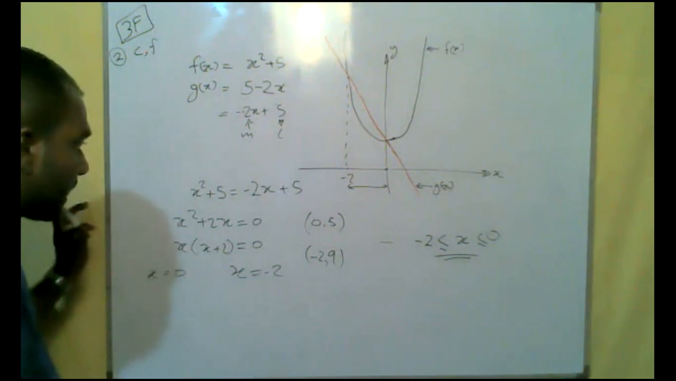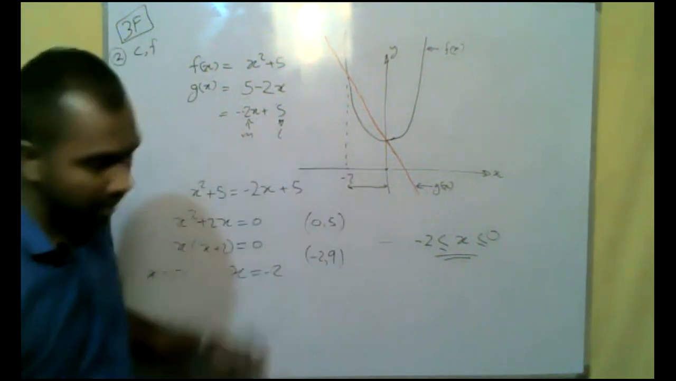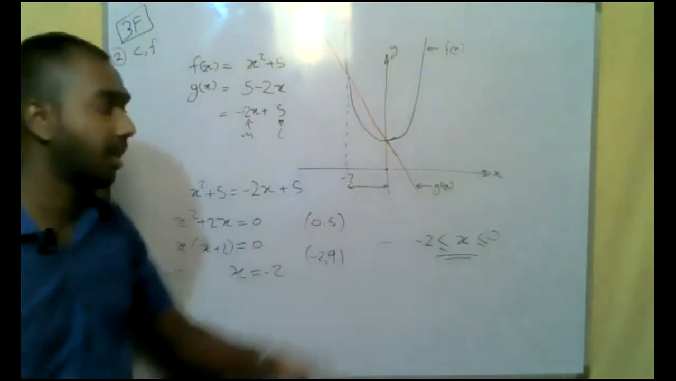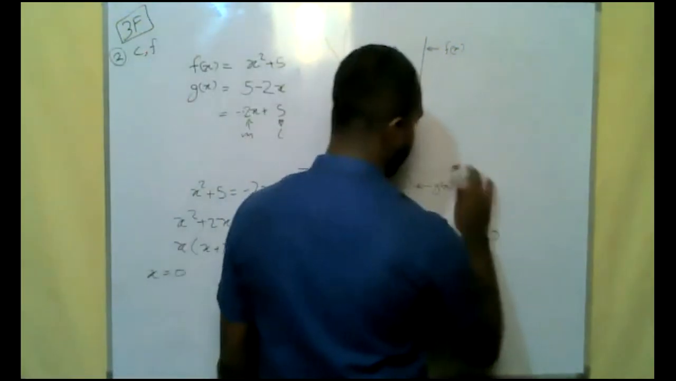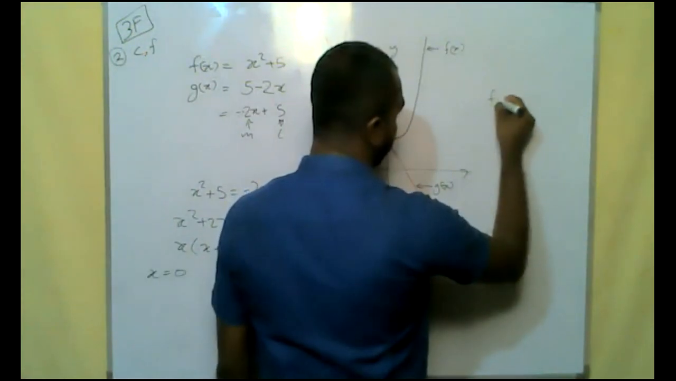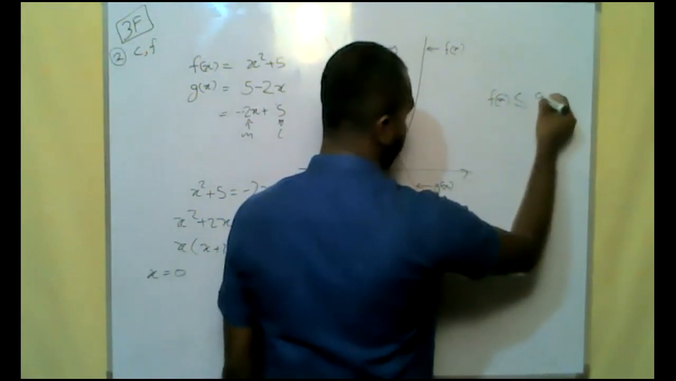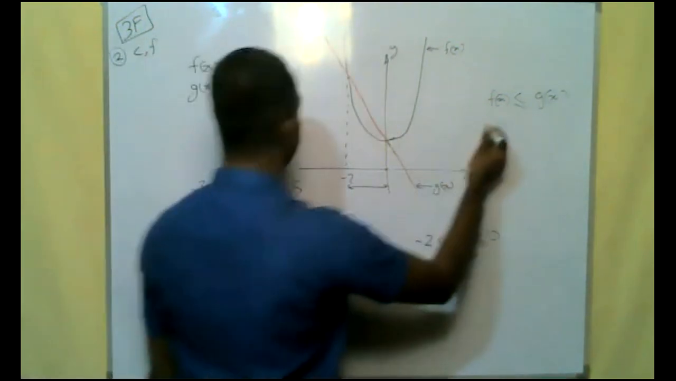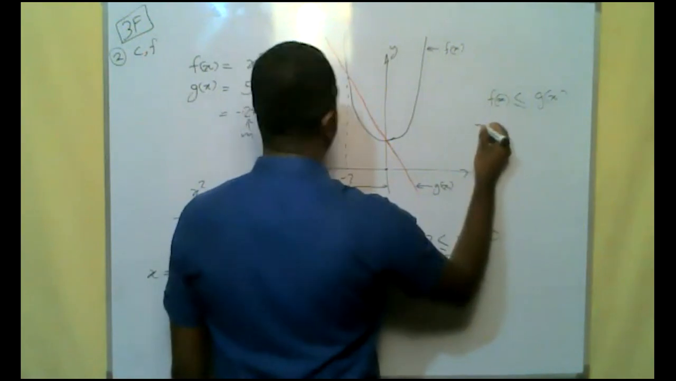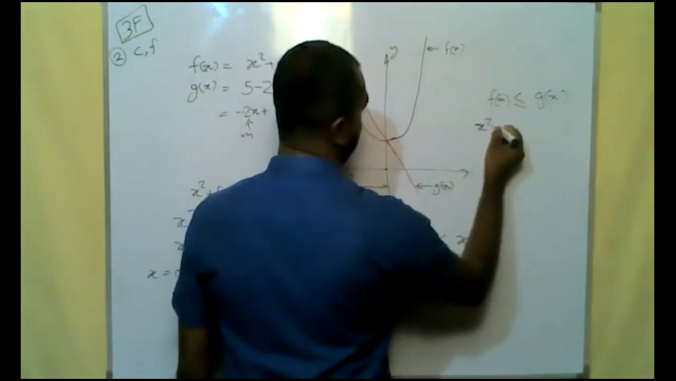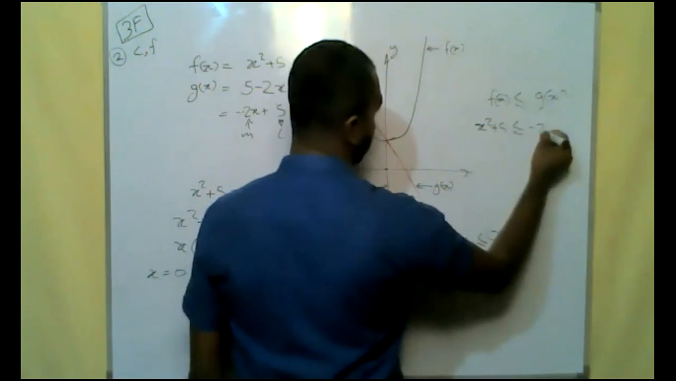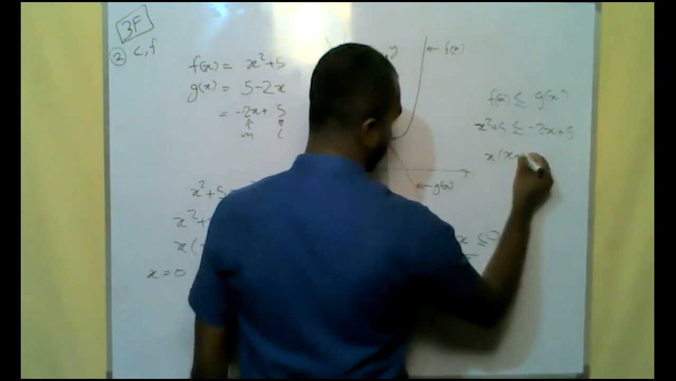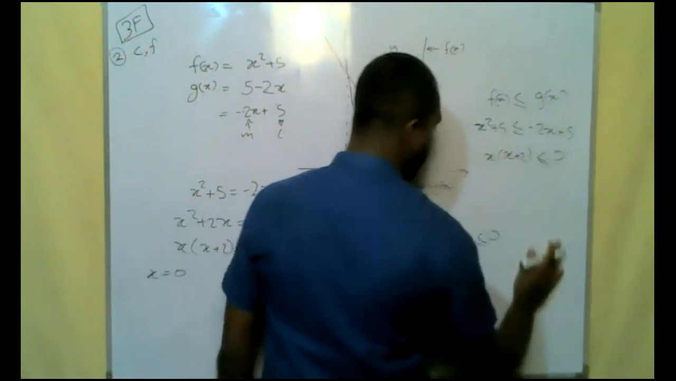We can actually find this inequality using an algebraic method. No need to represent it graphically. How? As we did in the previous exercise, we could have written the equation f(x) is less than or equal to g(x), then just substitute these equations into the two sides. So what we get is x squared plus 5 less than or equal to -2x plus 5. So again we get x times (x plus 2) less than or equal to 0.